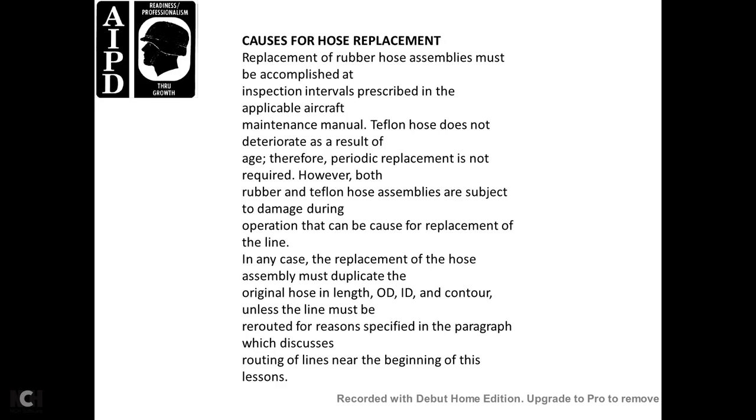Causes for hose replacement. Replacement of the rubber hose assembly must be accomplished within the inspection intervals prescribed in the applicable aircraft maintenance manual, but Teflon does not deteriorate as a result of age. Therefore, periodic replacement is not required. However, both rubber and Teflon hose assemblies are subject to damage during operation that can cause replacement of the line.